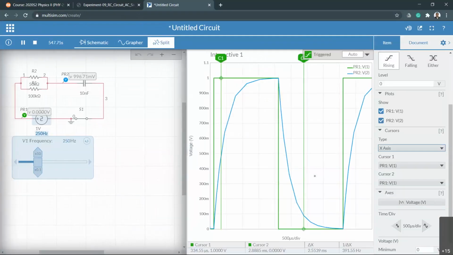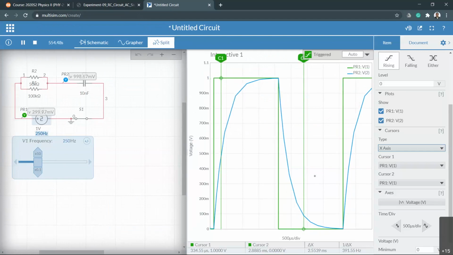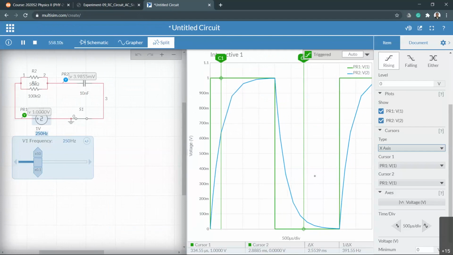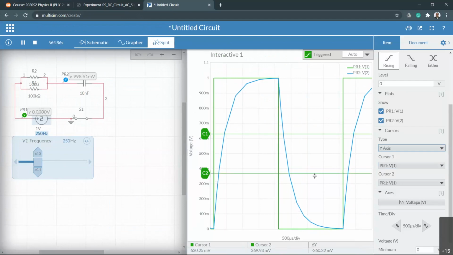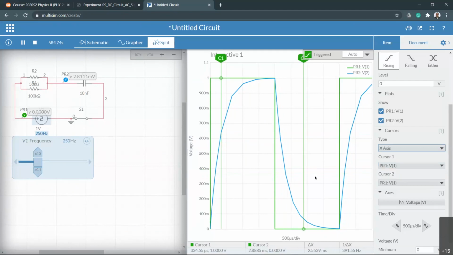Then let's do the y-axis, the discharging y-axis. Remember, I'm expecting roughly 370 millivolt. That is about 37% of the maximum voltage possible, because the maximum voltage is 1. Then change the cursor into x-axis, bring cursor number 2 to the point of the 370 location.